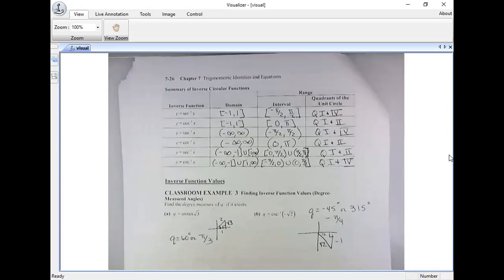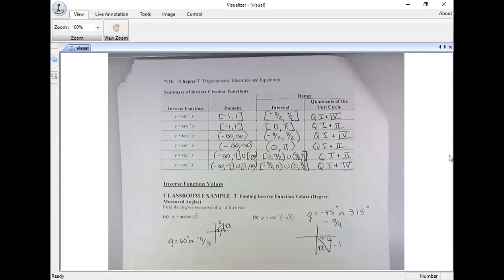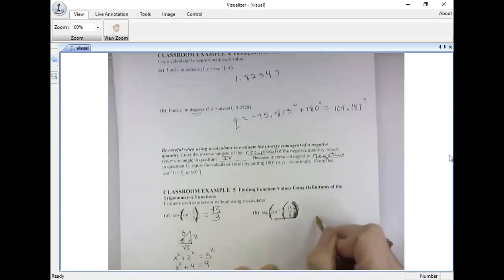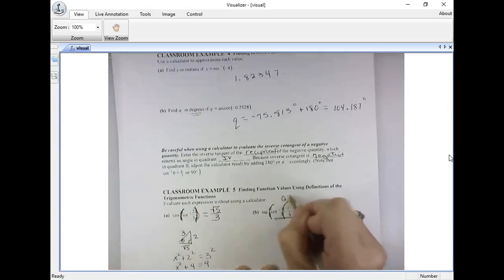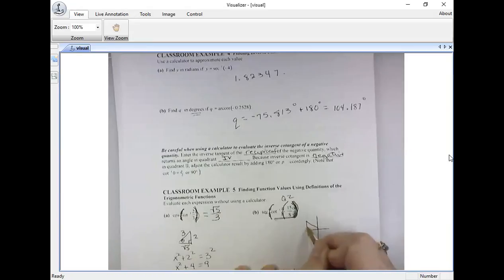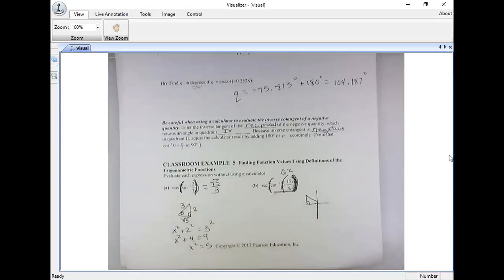If you don't remember, look back at your table. Cotangent's got to be which quadrants? 1 and 2. Okay, so this is going to end up being in quadrant 2. That's going to be important because that may impact the sign that I get on the outer part. So I want the angle whose cotangent is -15/8.